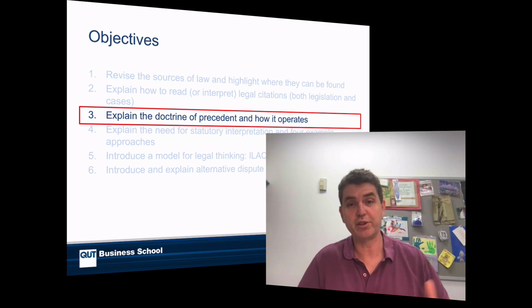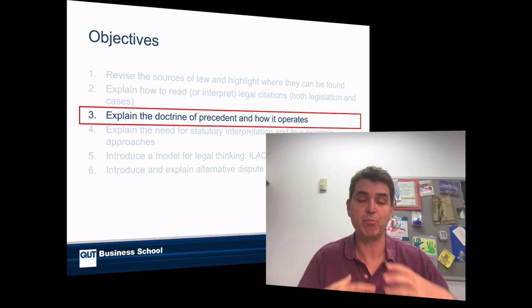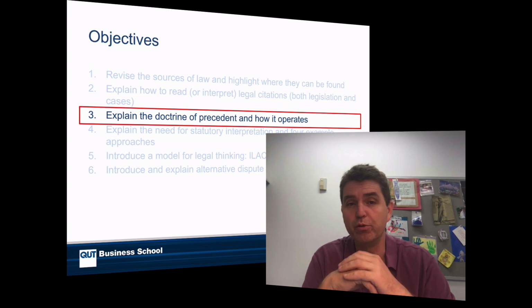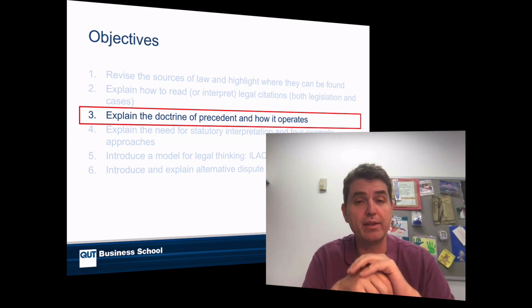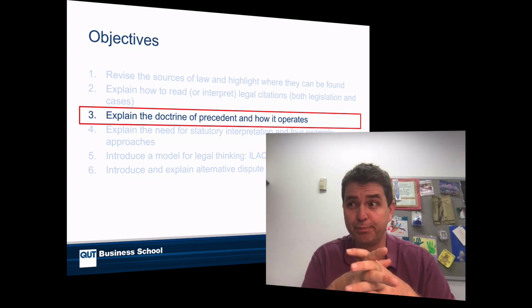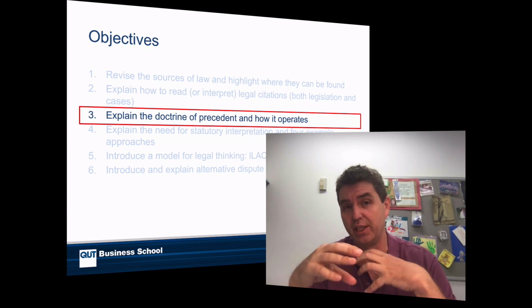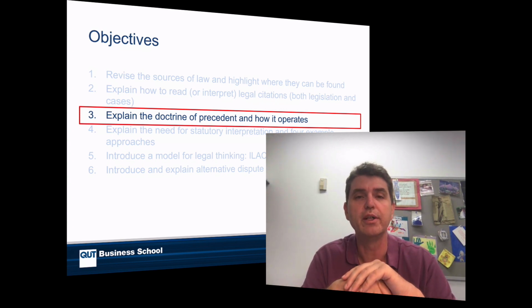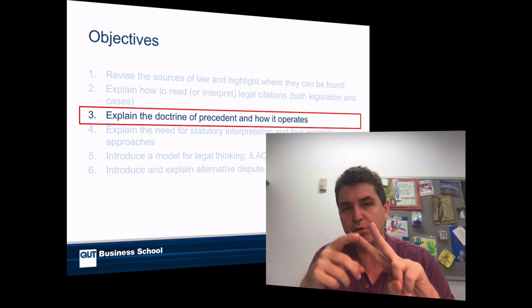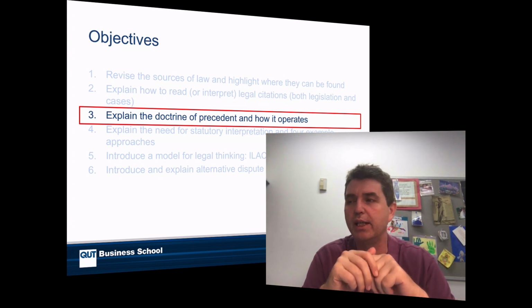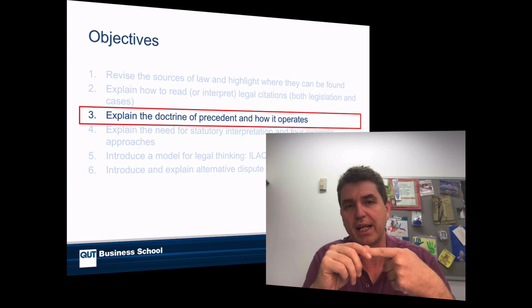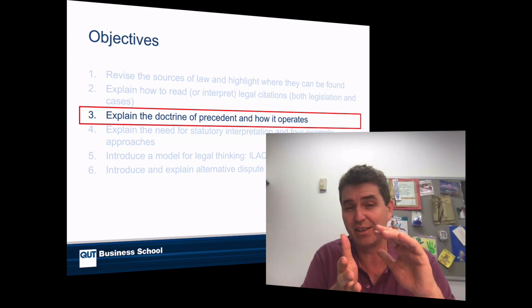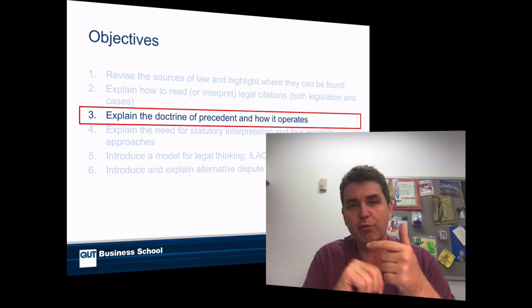So we've looked at the sources of law and where to find it and how we might read the law. The next two sections that we're going to deal with is how the law operates, or what are some of the issues that you need to look for when you're reading the law to understand how it operates. So that's separated into two categories, the 3 and 4 here. The 3 is about how cases operate and why you've got to look at certain parts of the cases to understand what the law is.